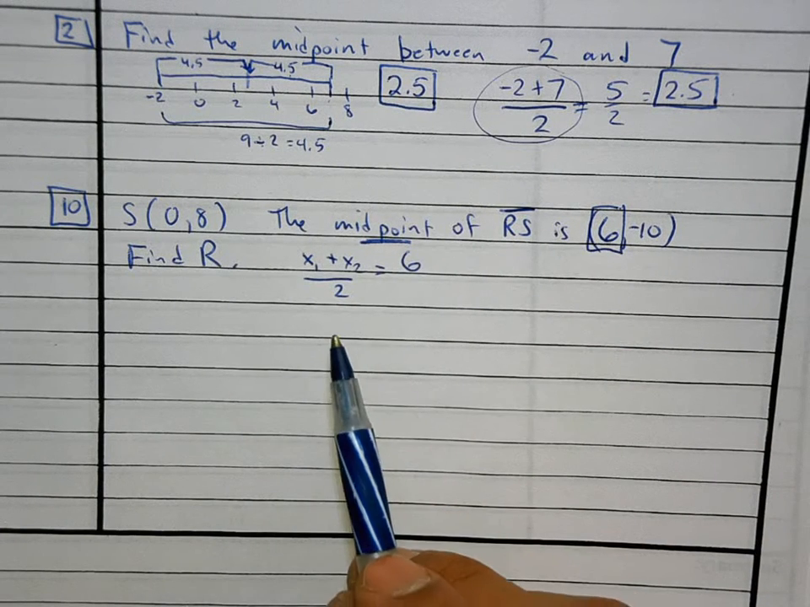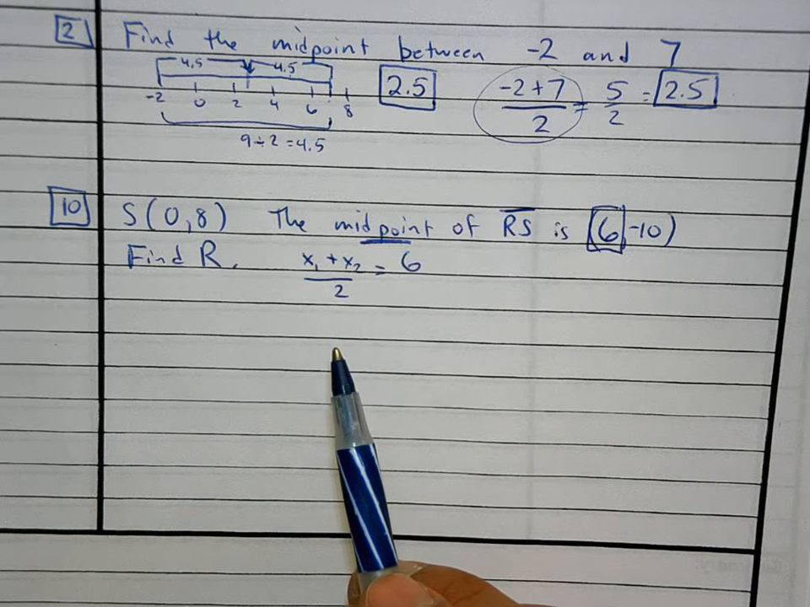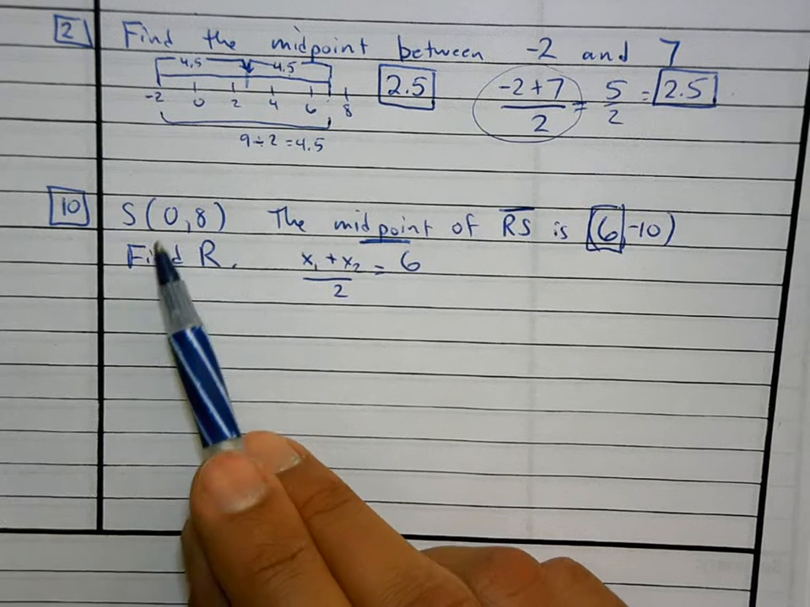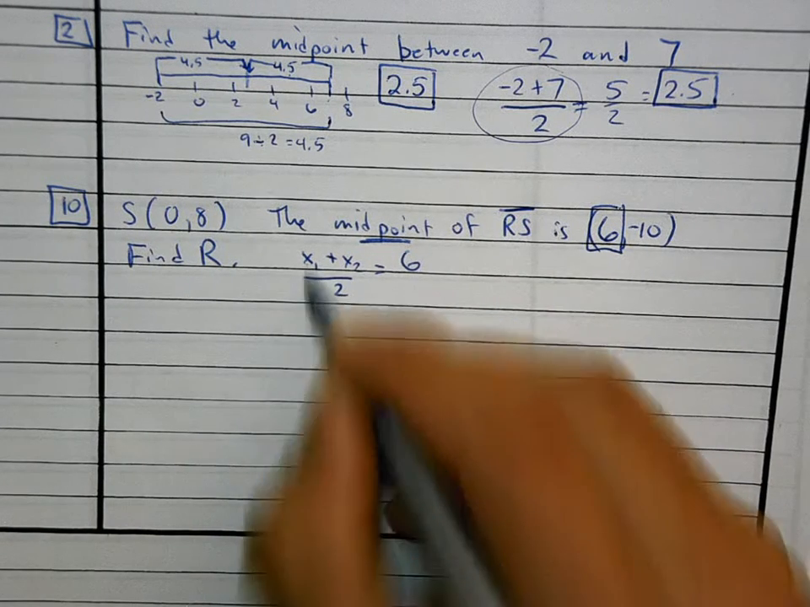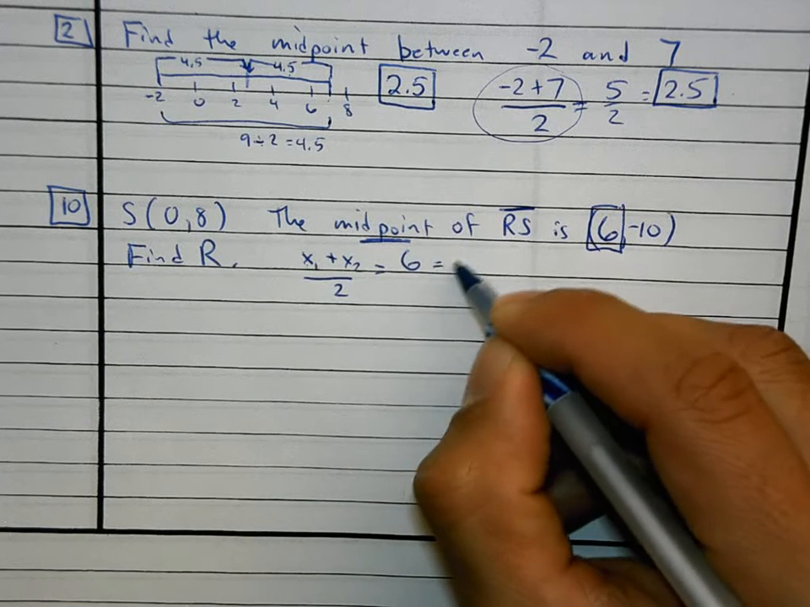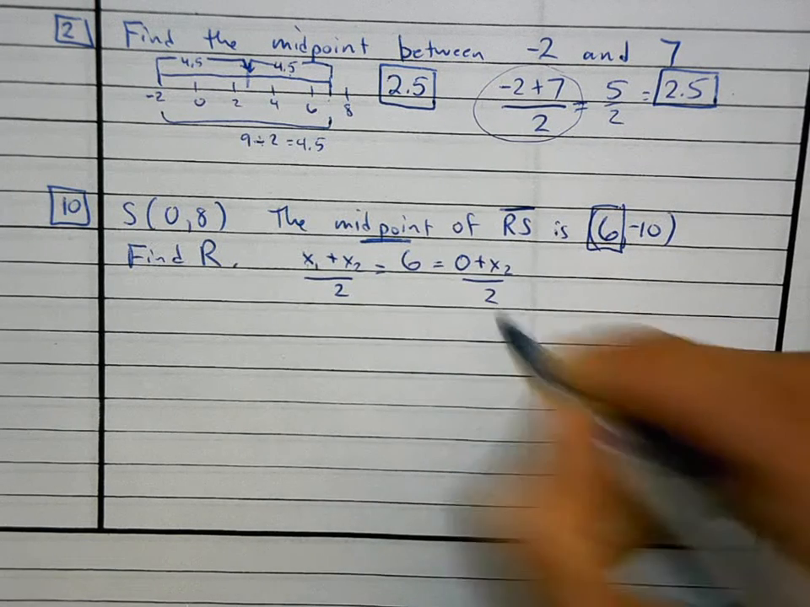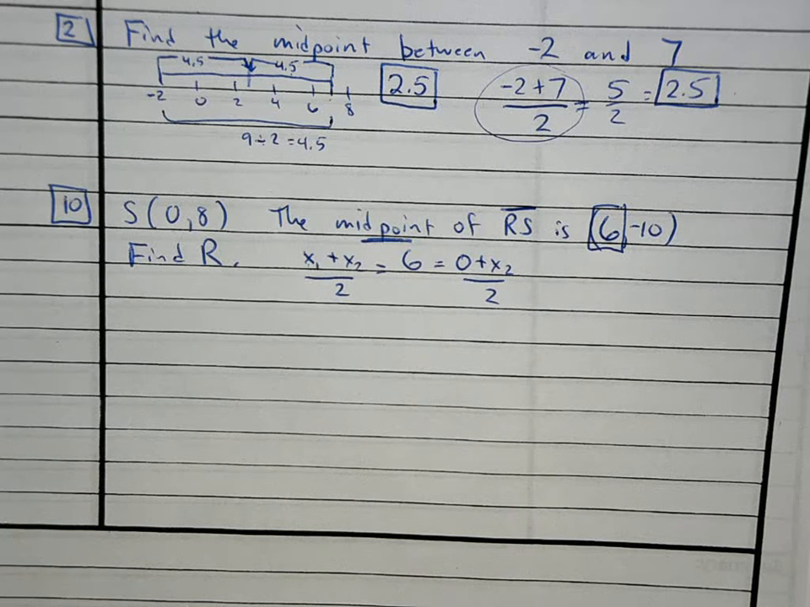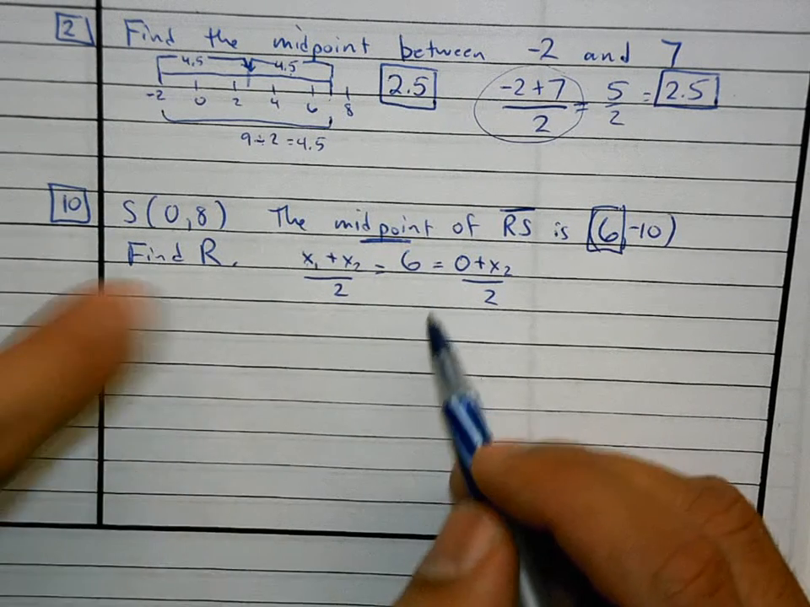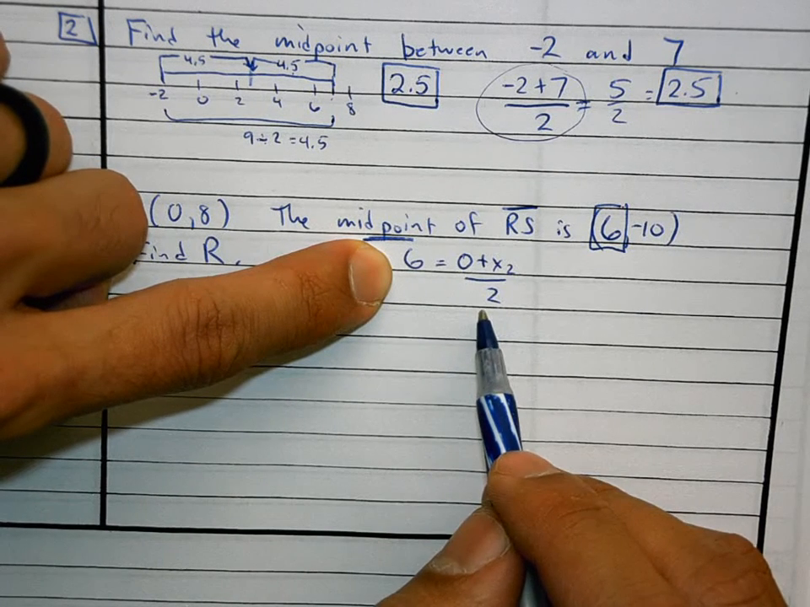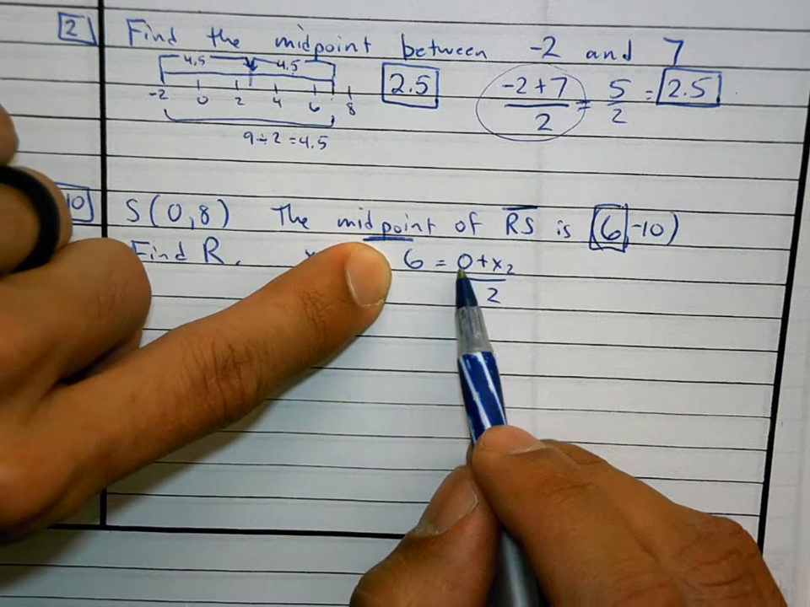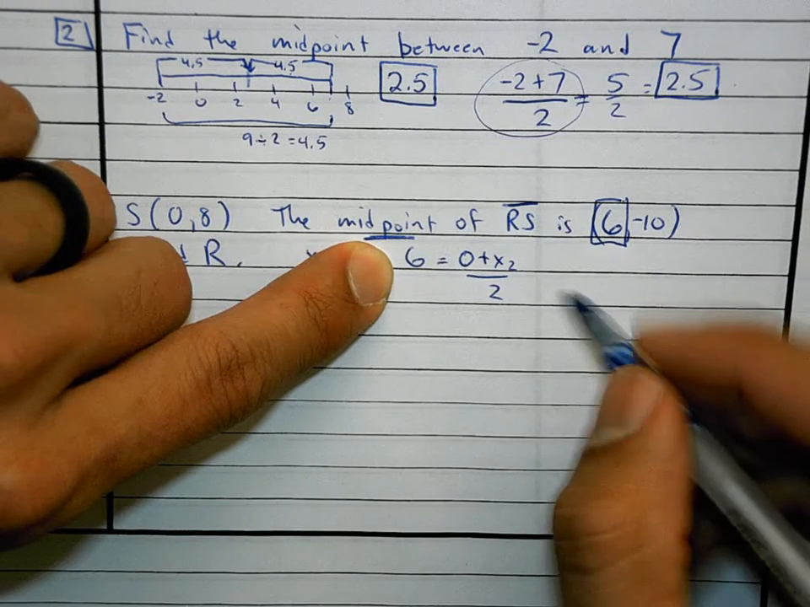Do I know one other of the x coordinates? Let's do x coordinates. See this one? 0. So I'm going to change x1 into 0 plus x2 divided by 2. And then I'm going to solve this to find the other x coordinate. Okay? So I have 6 equals 0 plus x2 divided by 2. I'm lucky because 0 is nice and easy. 0 plus x2 is x2.